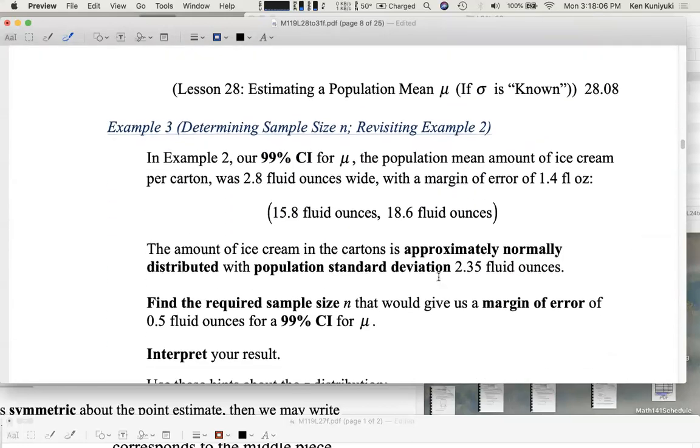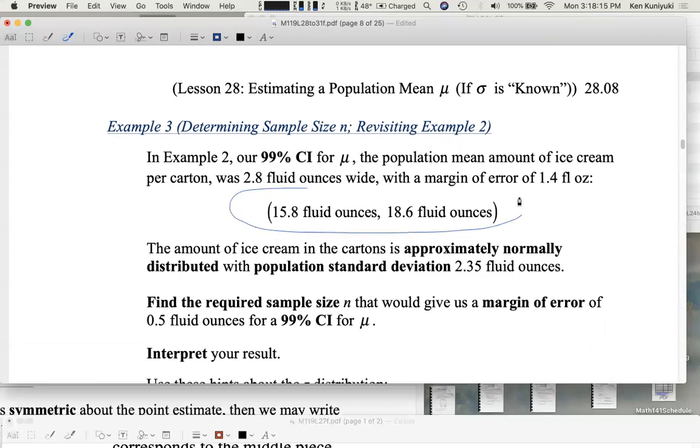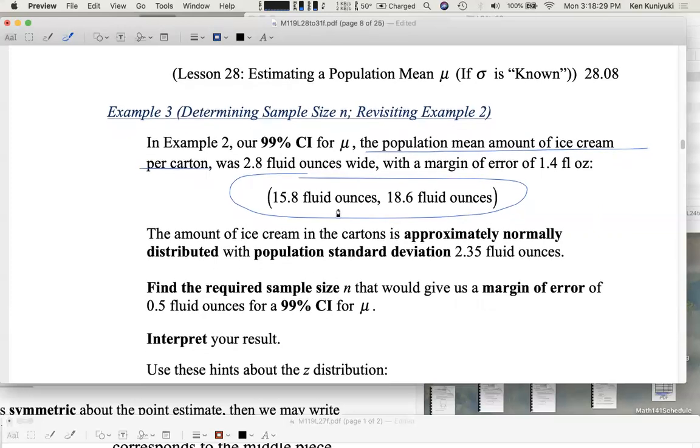So let's do an example. In our example 2, our 99% confidence interval for mu looked like this, from 15.8 fluid ounces to 18.6 fluid ounces. That was a confidence interval for mu, where mu was the population mean amount of ice cream per carton. Notice that this interval is 2.8 fluid ounces wide. So the margin of error is half the width, or 1.4 fluid ounces.